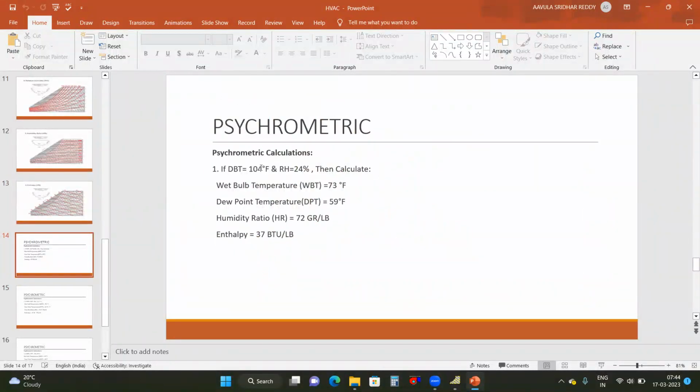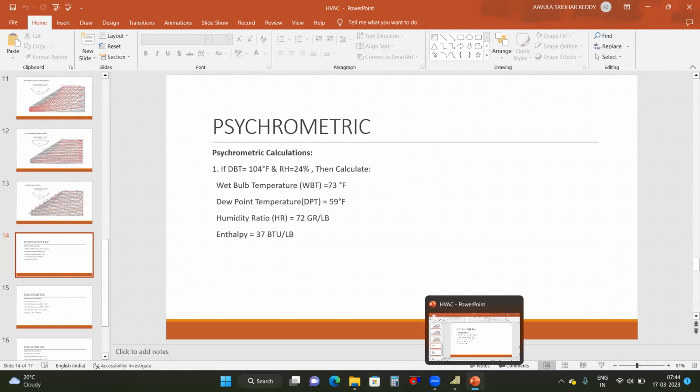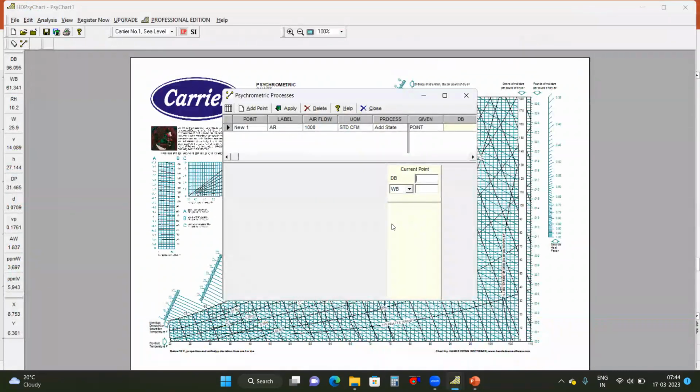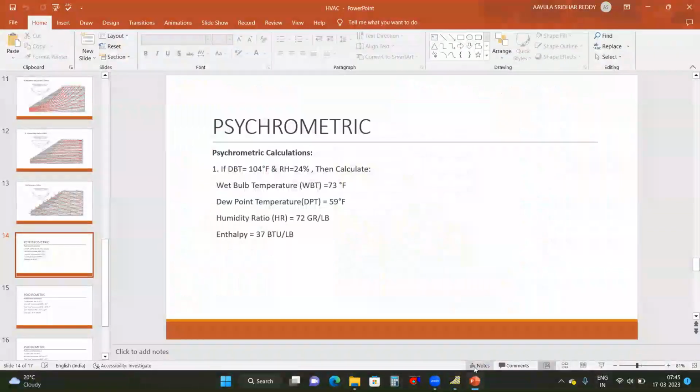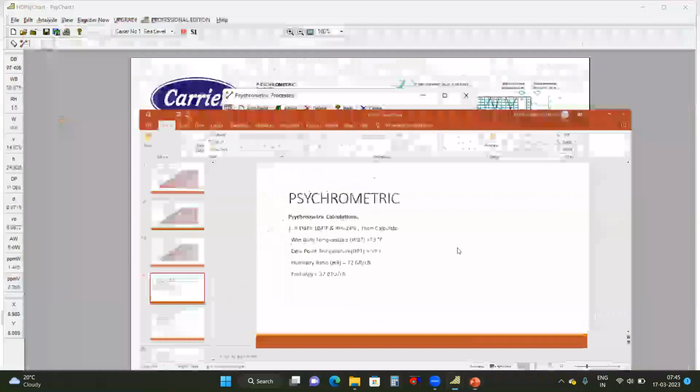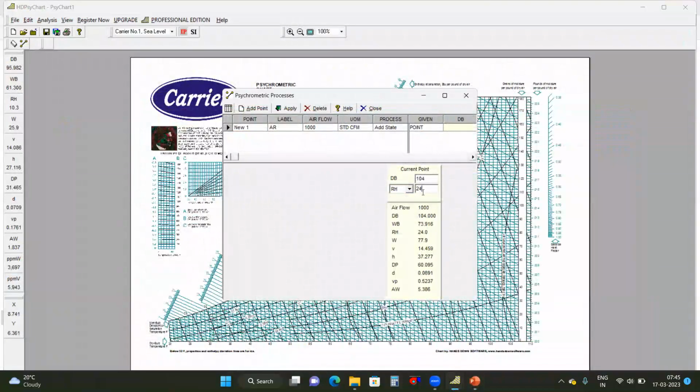Here the dry bulb is 104 degrees Fahrenheit. Enter the same here. Dry bulb 104 degrees Fahrenheit, I will enter the same. Next value, wet bulb or whatever you have, we need to select. In our example we have relative humidity, so I will take relative humidity, that is RH. The value is 24%. I will enter the same.